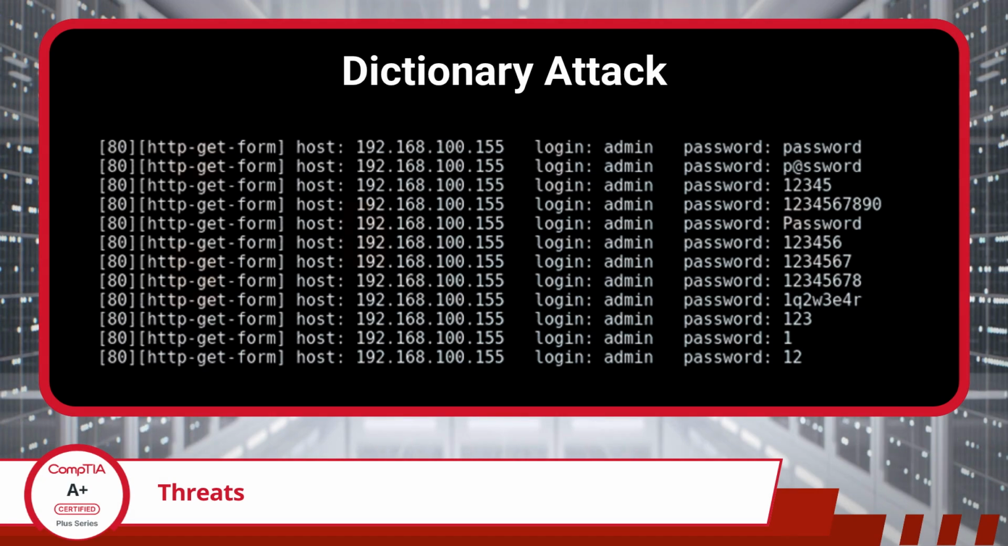A dictionary attack works similarly to a brute force attack, but uses a more targeted approach. Rather than trying every possible combination, the attacker uses a precompiled list of commonly used passwords, words, and phrases. Since many users still choose predictable passwords, such as password123, dictionary attacks can be very effective against weak password practices.